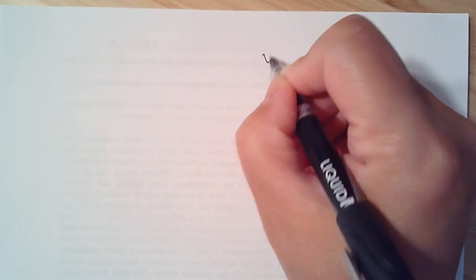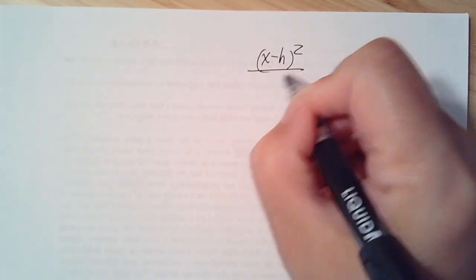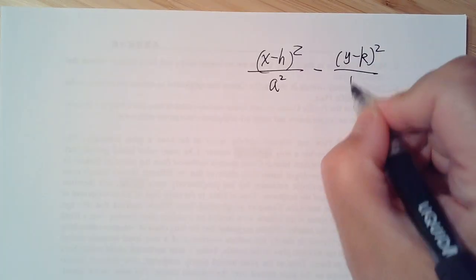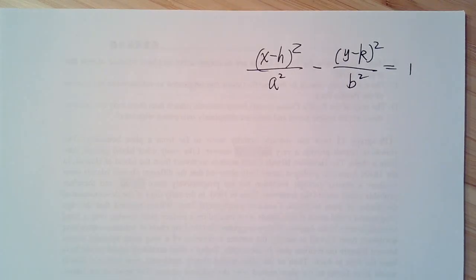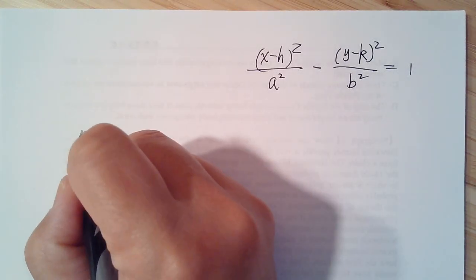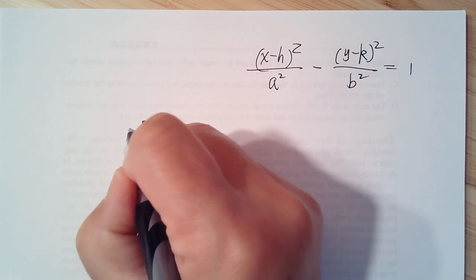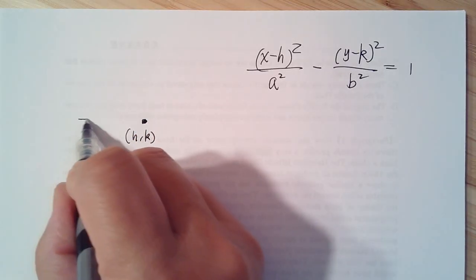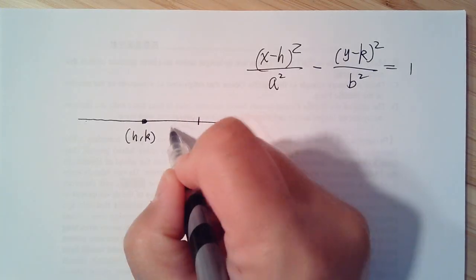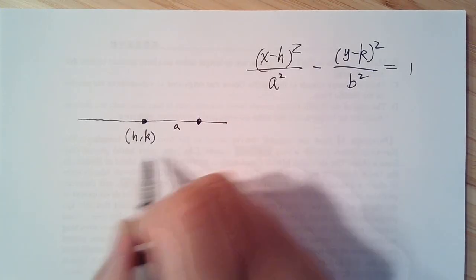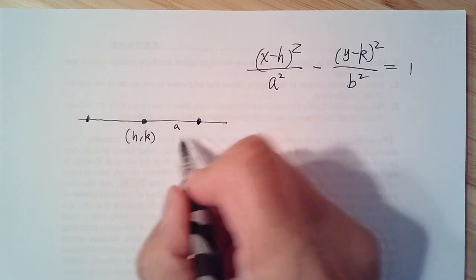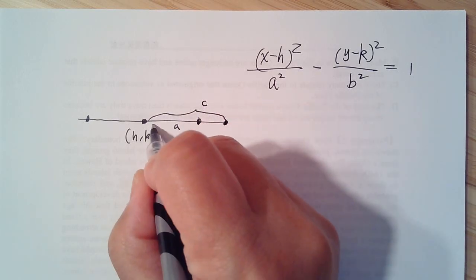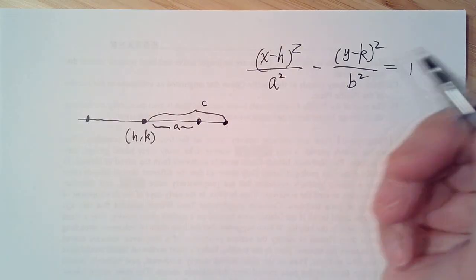Let me give you this: (x minus h) squared over a squared minus (y minus k) squared over b squared equals 1. All right, now the center is (h, k). That's the center, and I go from the center to the right by a. I get my vertex. If I go by c, this is a, and that is c, I get my focus, right?